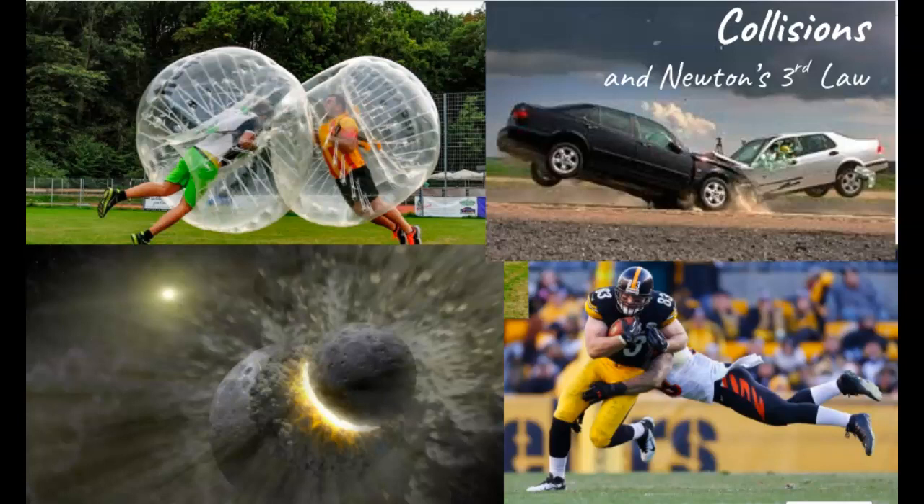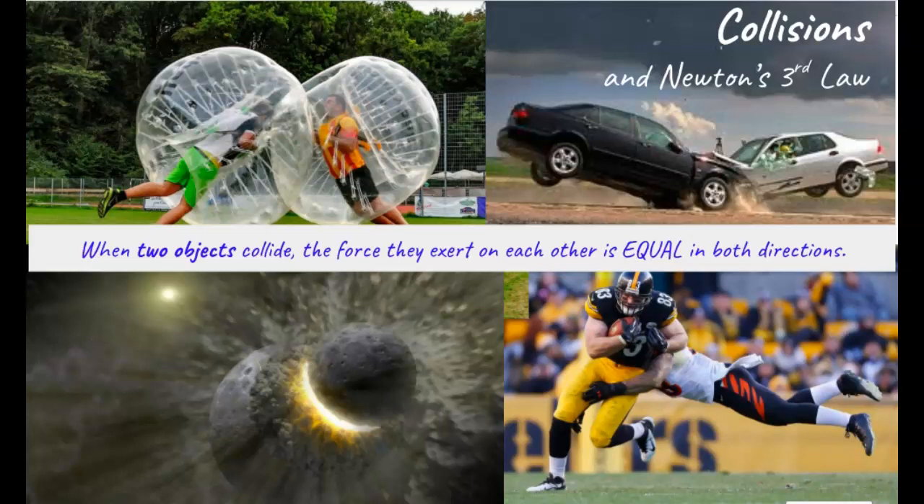So finally, we are ready to put together all these ideas to help us understand collisions and what happens when two objects interact. So this is Newton's third law. Newton's third law says that when two objects collide, the forces they exert on each other are equal in both directions. So equal and opposite. With these images that I have here, in each case, as one object collides with the other, the force of that collision is equal and opposite in both directions.